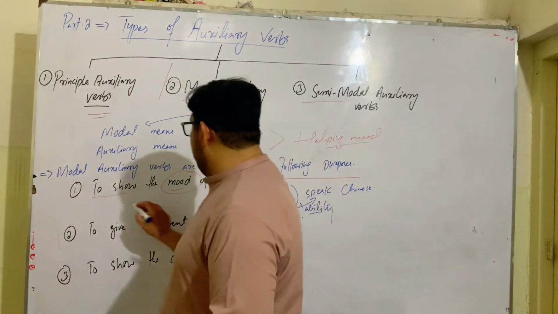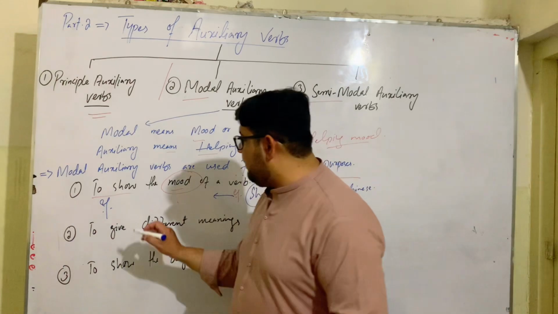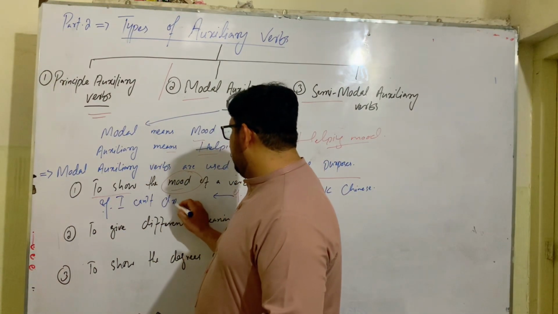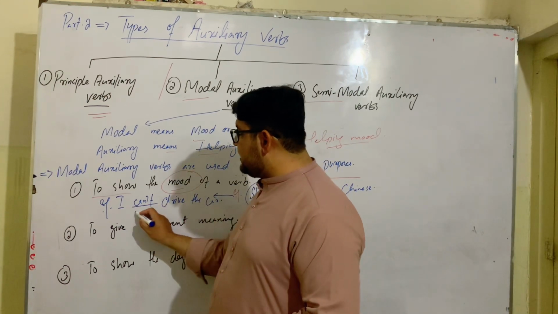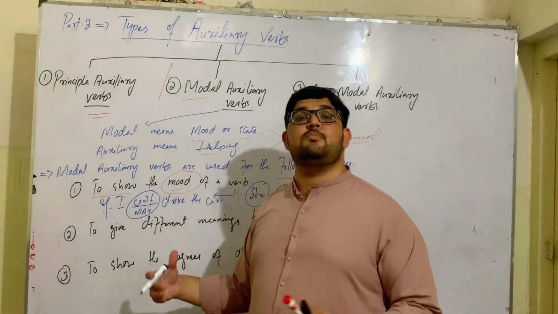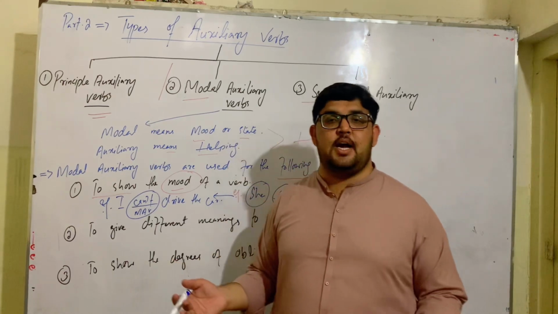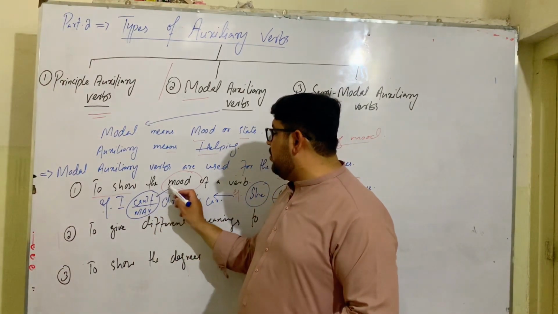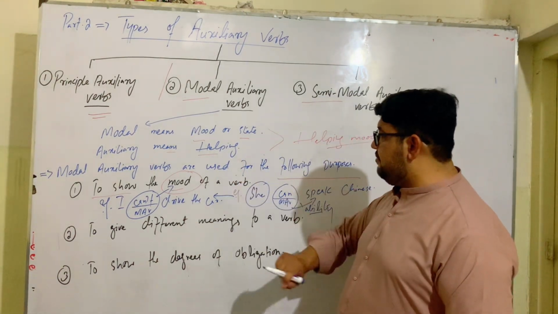Another example, because of modal auxiliary verb, a sentence can look negative. For example, I say that I can't drive the car. So here can't is a modal auxiliary verb. It shows that the sentence is negative because of this modal auxiliary verb. This negativity is actually the mood of the sentence, the mood of the verb in a sentence. That is one purpose of modal auxiliary verb.